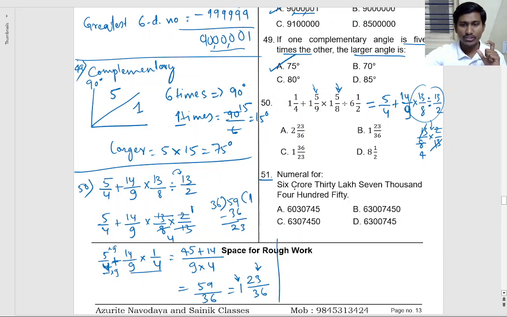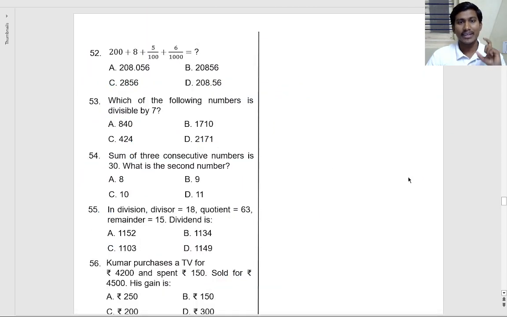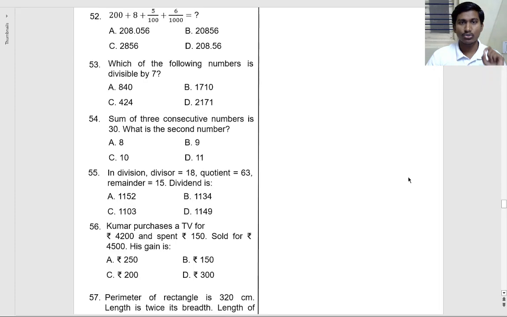So the 51st question: the numeral for, we have to write this in number form. 6 crore 30 lakh 7,450. So 6 crore 30 lakh, then 7,000, how much, 450. So option B. 6 crore 30 lakh 7,450 is option B here. Okay, so these are very easy questions. What you should do is practice and then solve them one by one. Don't be in a hurry.